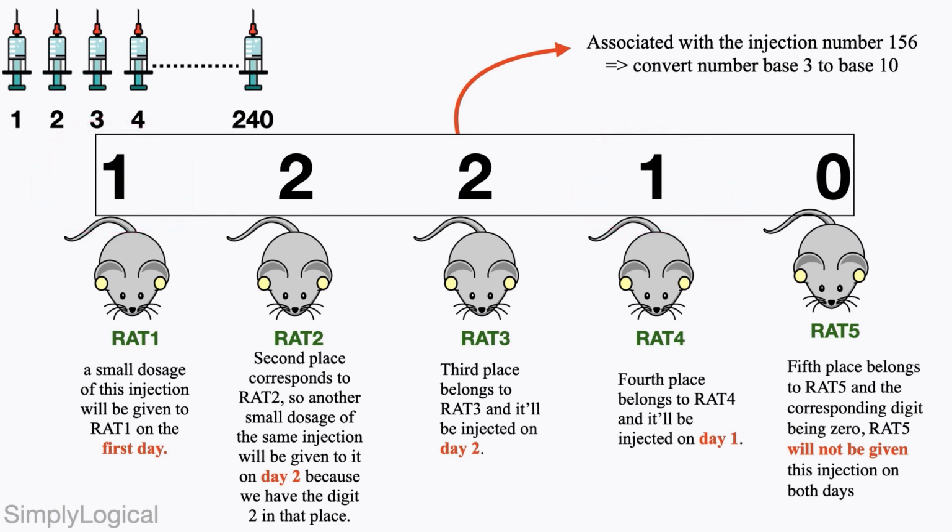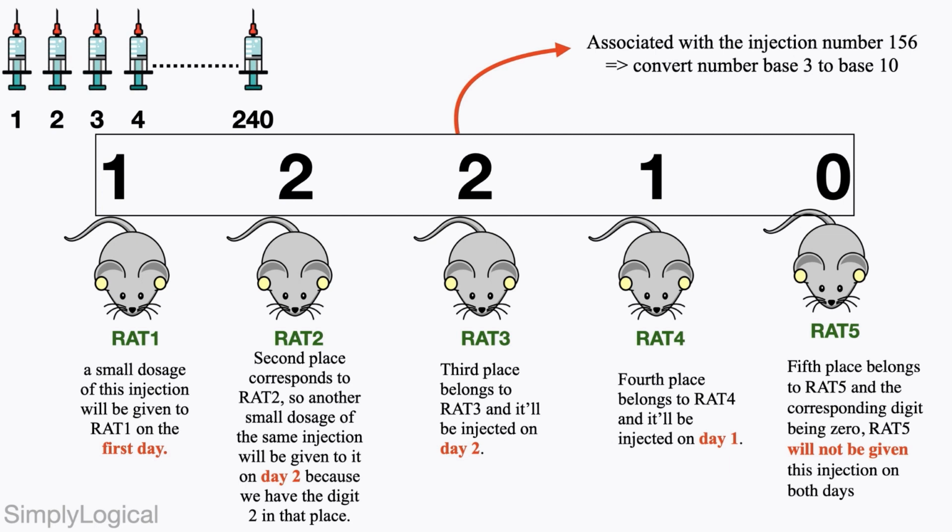Rat 2 and rat 3, which received its dosage at the start of day 2, should faint when the second day ends. Finally, rat 5, which never received this dosage, will stay awake. This pattern of fainting will not be repeated in any other injection, as all of them are labeled in a unique way to make the rats faint.